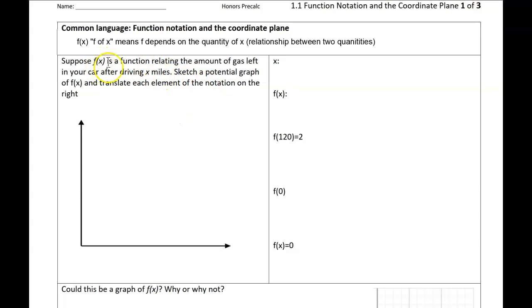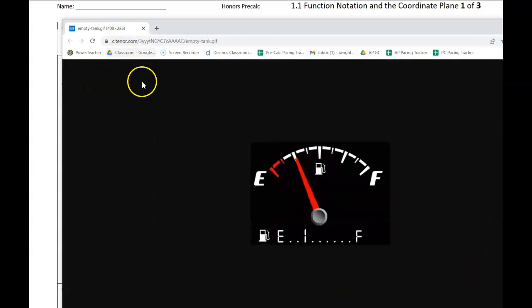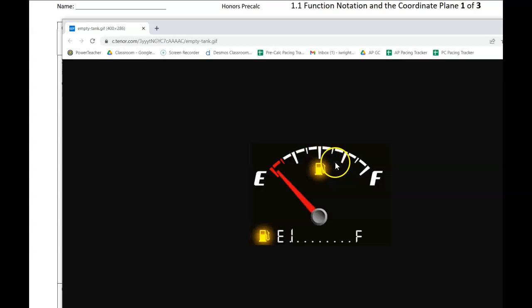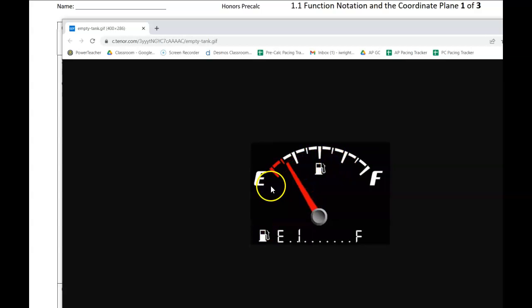What it's doing is relating f of x to x, where f of x is how much gas you have left after driving x miles. So x is the number of miles you've driven. And this is fully inspired by the fact that my gas gauge is very low in my car. My gas light is on as we speak. So we all have seen this before, even if we're not driving quite yet. Obviously as you drive, that gas gauge gets lower and lower.